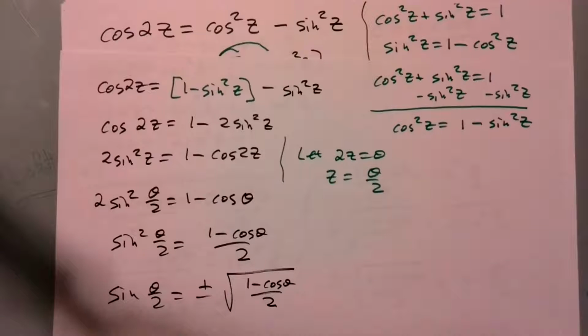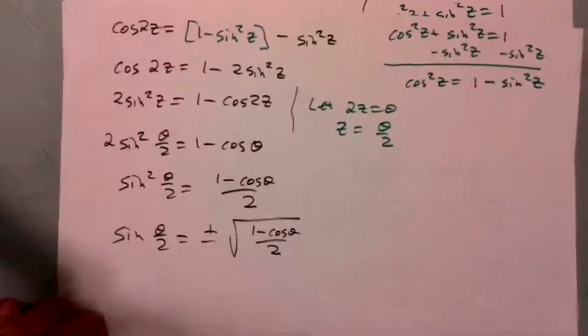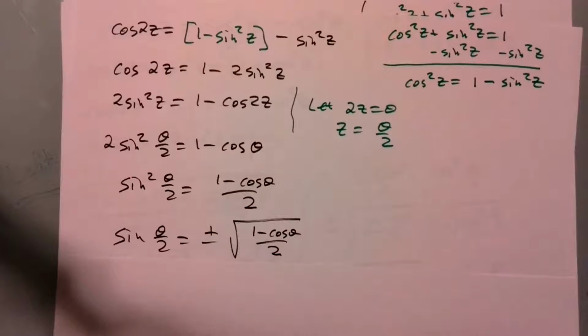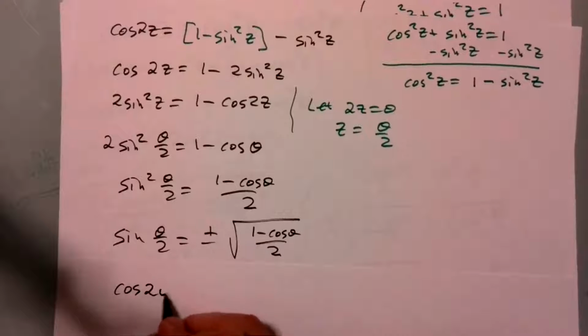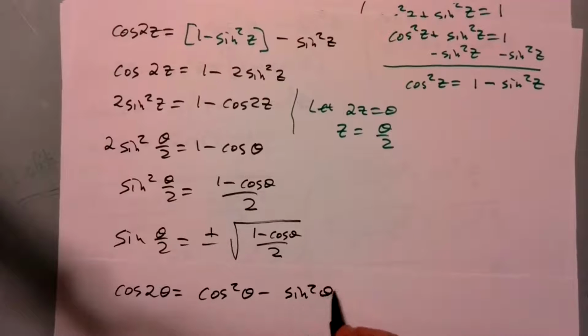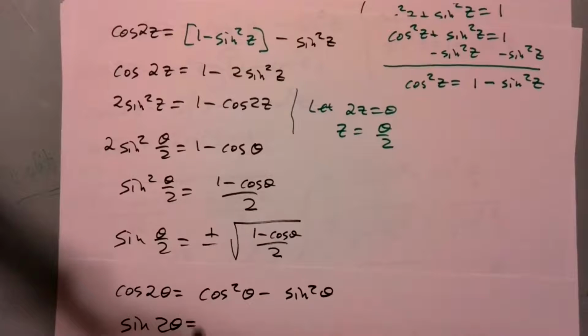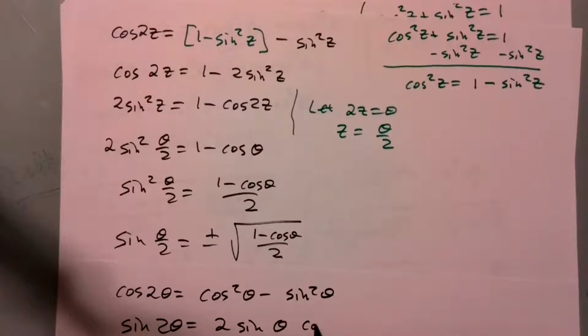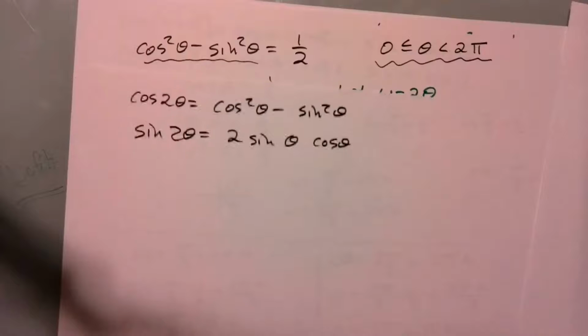All right. So that's a half angle. We've developed half angle identities. We've developed double angle identities. Let's list all of those and then use them to solve some problems. So here we go. Double angle identity: cos of 2 theta is cos squared theta minus sine squared theta. Sine of 2 theta is 2 sine theta cos theta. Then we have cosine of theta over 2.